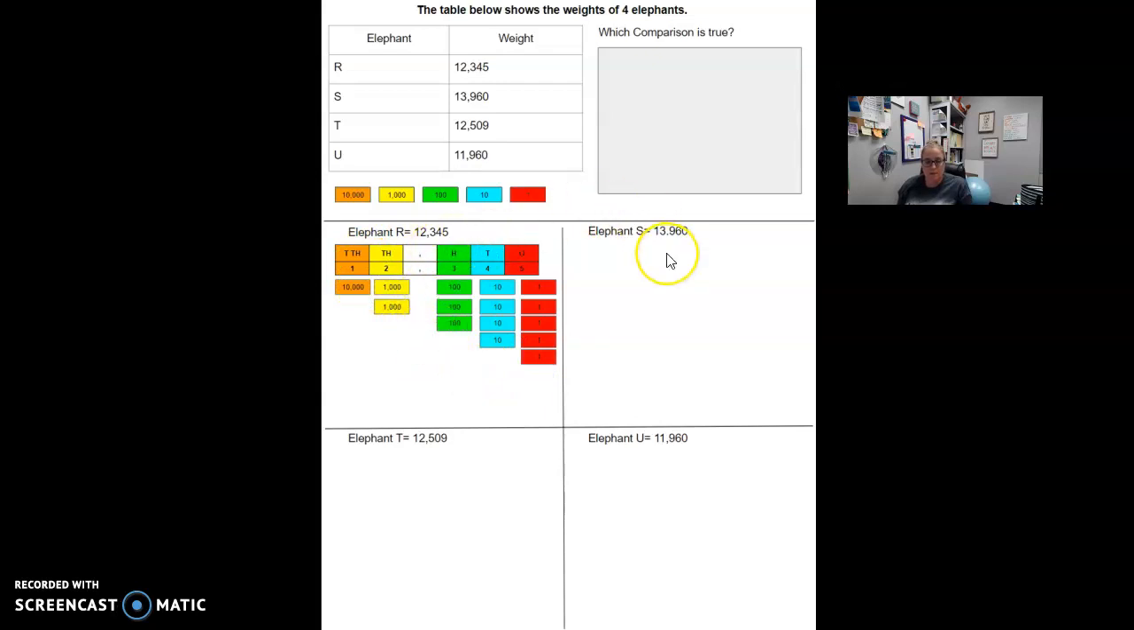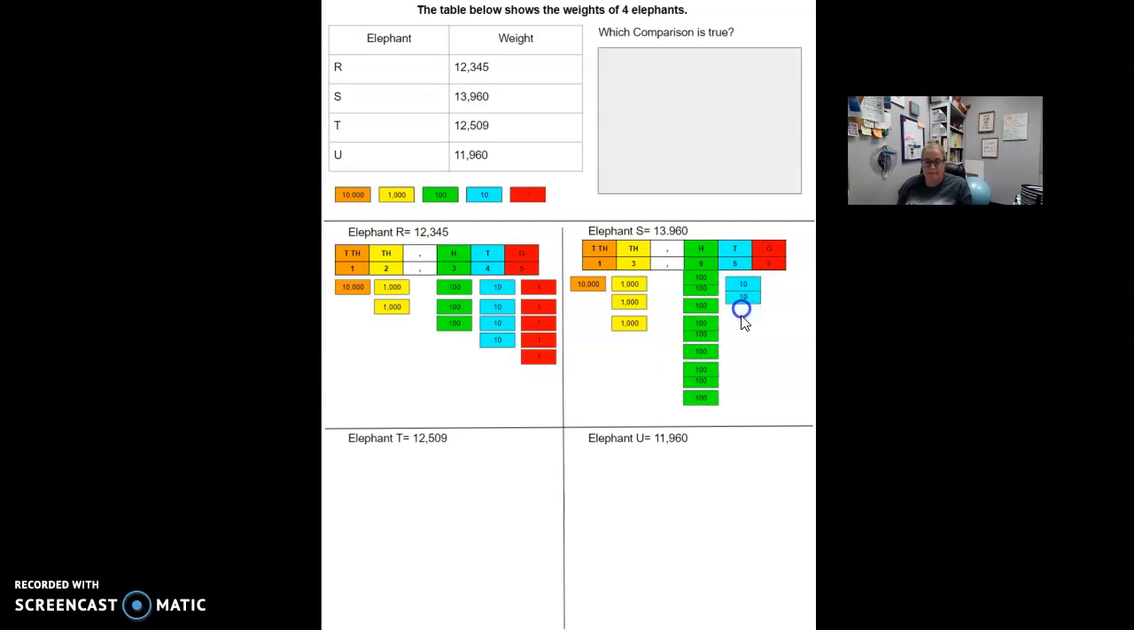Now I'm going to do the same thing for elephant S. So I know elephant S weighs 13,960 pounds. So again, the first thing I'm going to do is put it in my place value chart. So I have 13,960. And again, I'm going to represent this number with my place value discs. So I need 1 10,000. I need 3 thousands. I need 9 hundreds. I need 6 tens, and I don't need any ones, so I'm going to leave it blank.